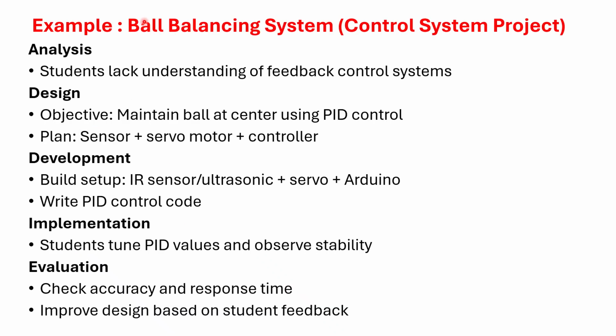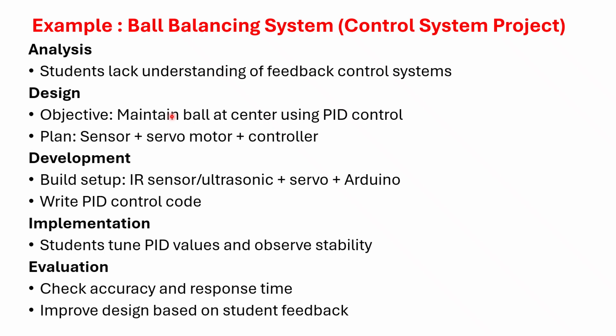So this is the example of ADDIE model. We are asking the students to develop a ball balancing system. It's a control system project. The ball has to get balanced on the beam. Assume that the students have a lack of understanding about the feedback control system. So this is the analysis we have made. The students do not have thorough knowledge about the feedback control system.